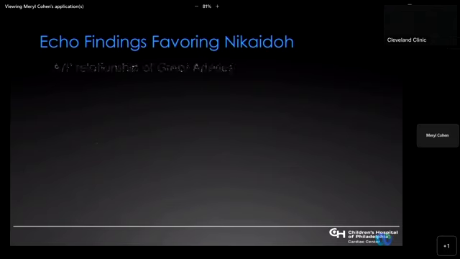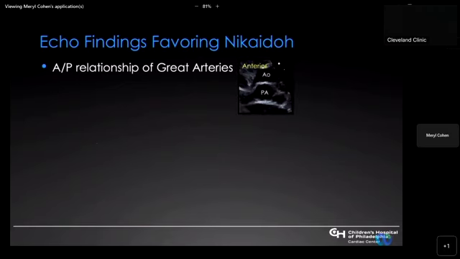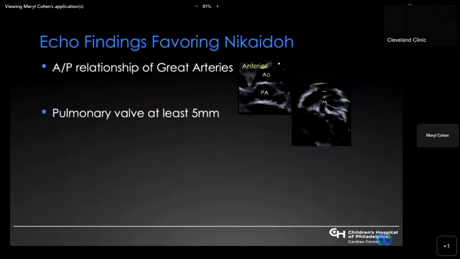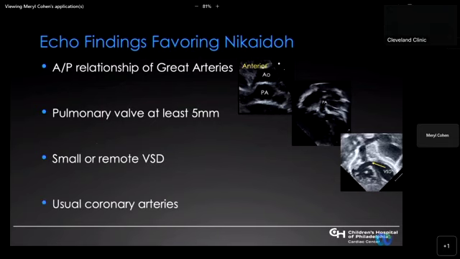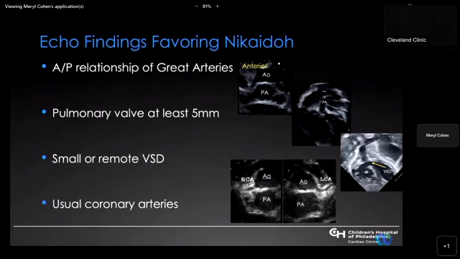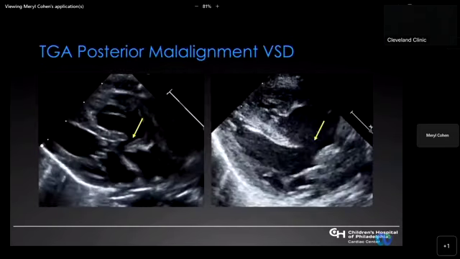Echo findings that favor the Nikaido include an anterior-posterior relationship of the great arteries, as you see in this example. The pulmonary valve should be of some size so that moving the aorta will be worth it. And then if the malalignment VSD is small or remote, then that would be a reason to move the aorta. And then it's much easier to do when you have usual, typical coronary arteries of transposition.